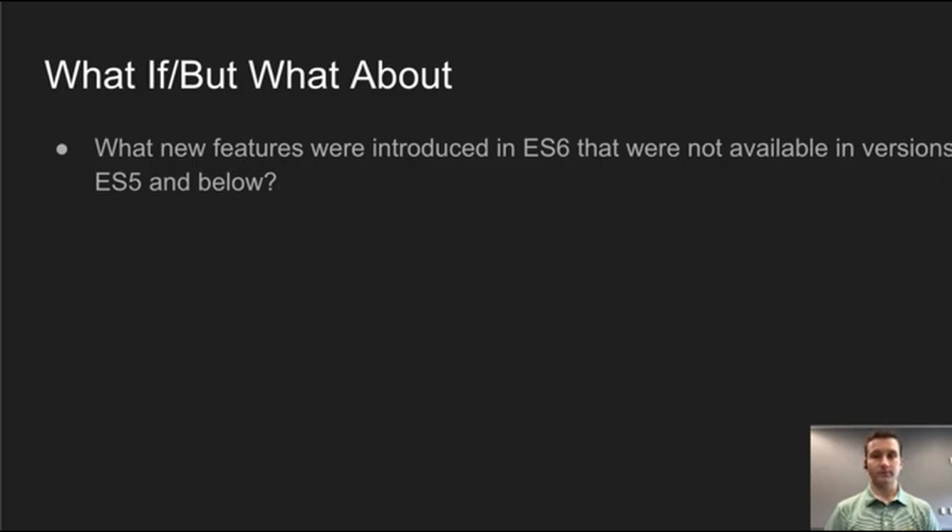What if, what about? What new features were introduced in ES6 that were not available in other versions of ES5 and below? So let and const. Let allows you to assign a variable that is modifiable, whereas const is read-only.